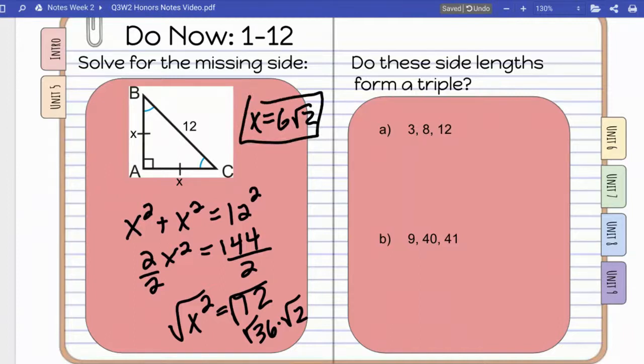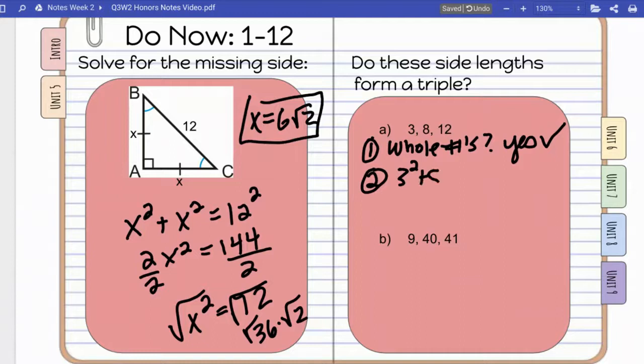Do the side lengths form a triple? Yes or no? In order for them to form a triple, the first thing we have to check is, are they whole numbers? Yes, the answer is yes. Second thing we need to check: does 3 squared plus 8 squared equal 12 squared? It's a question mark. So this is 9 plus 64. Well, this is 73. Does that equal 144? These are not equal to each other, so not a triple.